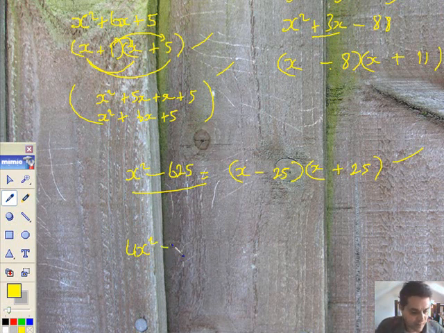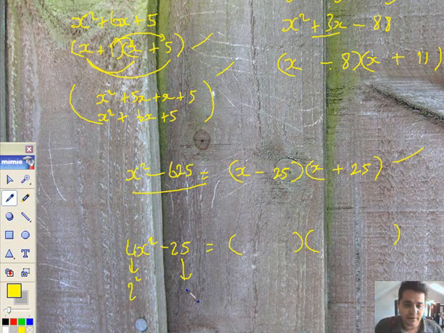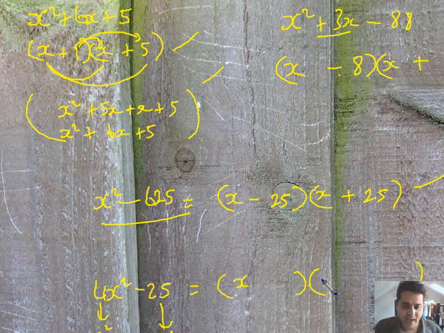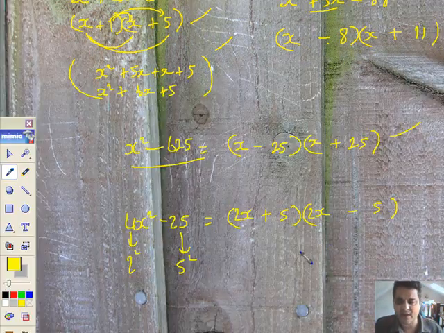So that's 4x squared, take away 25. Now look at this. 4 is a square number, it's 2 squared. 25 is a square number, it's 5 squared. So how do we break this up? It's the difference of two squares. I've got an x and an x to take care of my x squared, a 2 and a 2 to get my 4, and a 5 and a 5 to get my 25. Positive there, negative there, or the other way around.